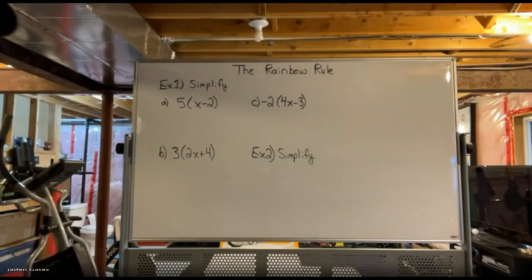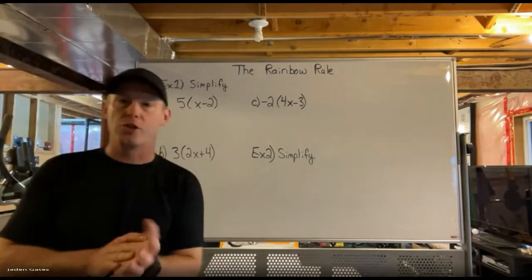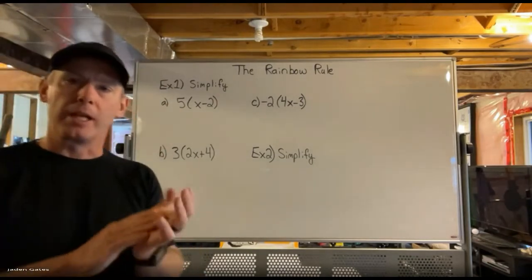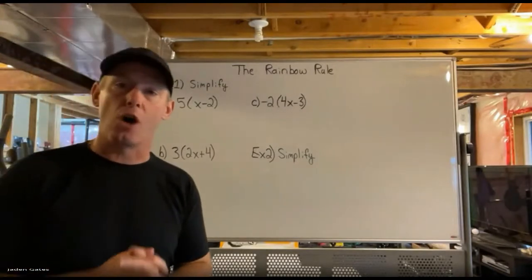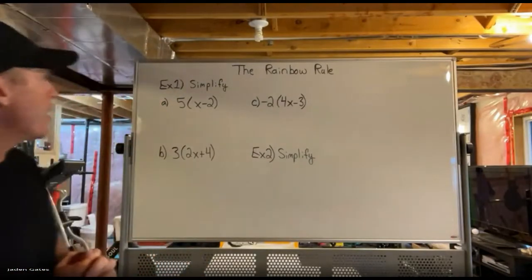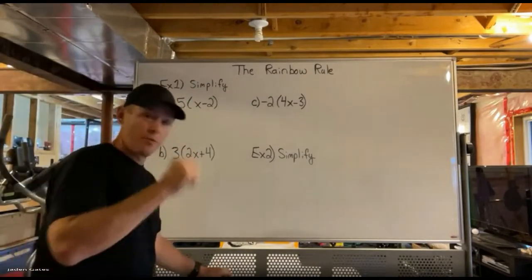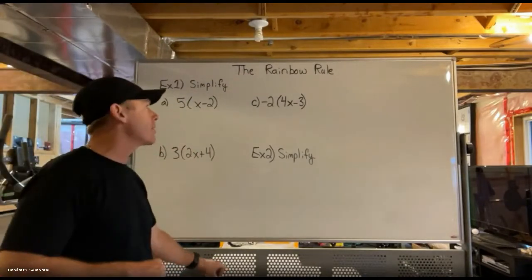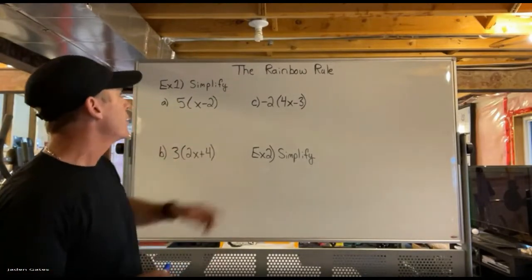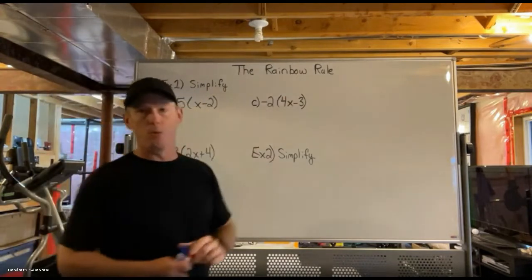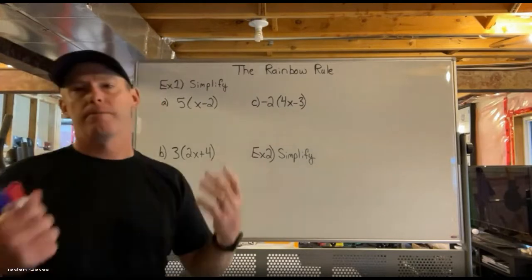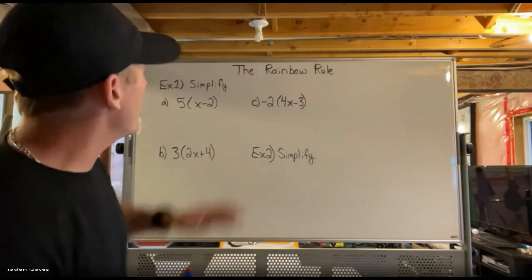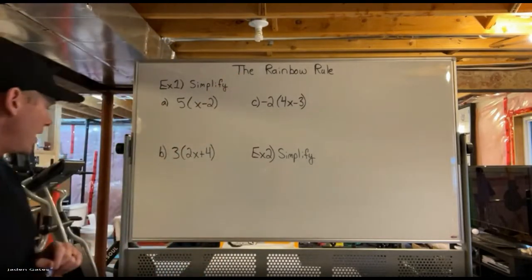All right, so we're kicking off our next unit here, Unit 3, Linear Relations. What we're going to start off with today is looking at solving equations. Now we're not going to get to solving equations right now, but what we are going to look at is something that we're going to need to do that, which I call the rainbow rule. In math, it's called the distributive property, but nobody remembers that name. So I always call it the rainbow rule, and I'll show you why.